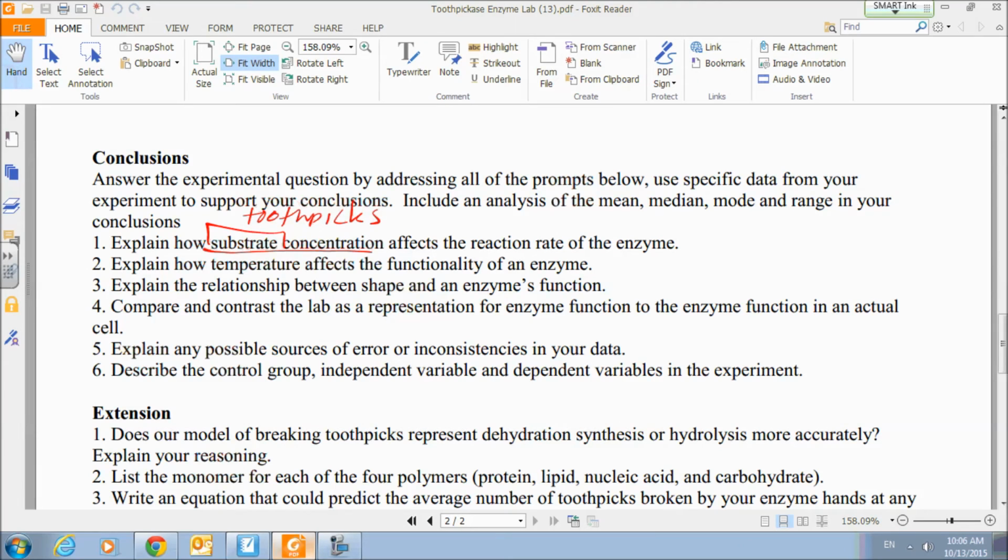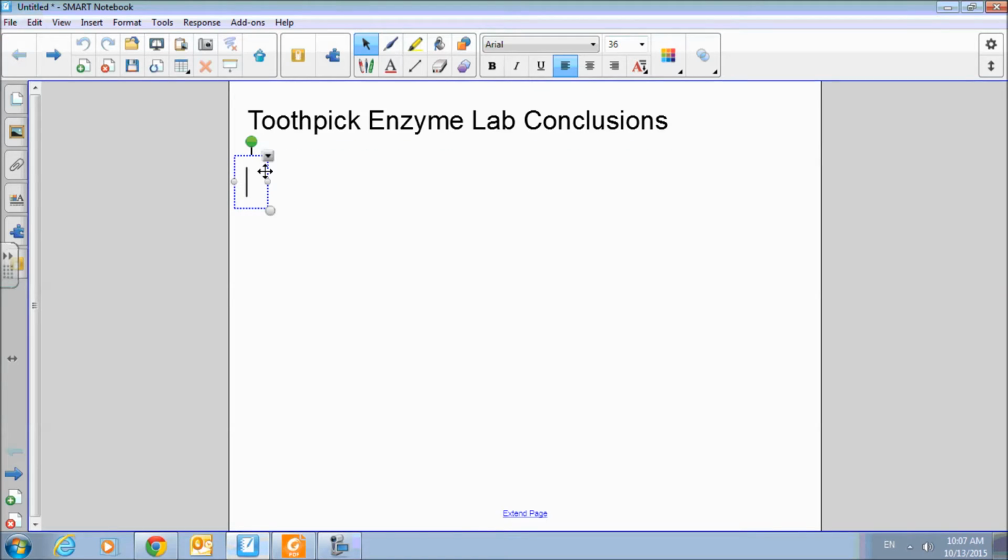Compare and contrast the lab as a representation for an enzyme function to the actual function of the enzyme. So what was good about our model, because we didn't really use enzymes and we didn't use substrate, it was a model, it was a simulation. So what was good about the simulation? What did we accurately show? Probably relates to those first 3 questions we just answered, right? Tarun?